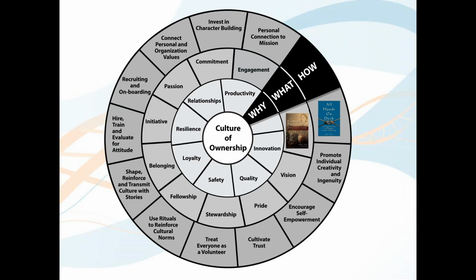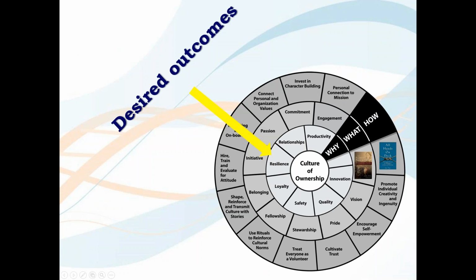And what this does is it helps you define specific tactics to promote a culture of ownership. And let's go through this. The very inner wheel, I'm assuming that your goal is to have a culture of ownership. And so the next ring out is, well, why would you want to have such a culture? What are the benefits? And you would be more productive. You would have better relationships. People would be more resilient, etc.